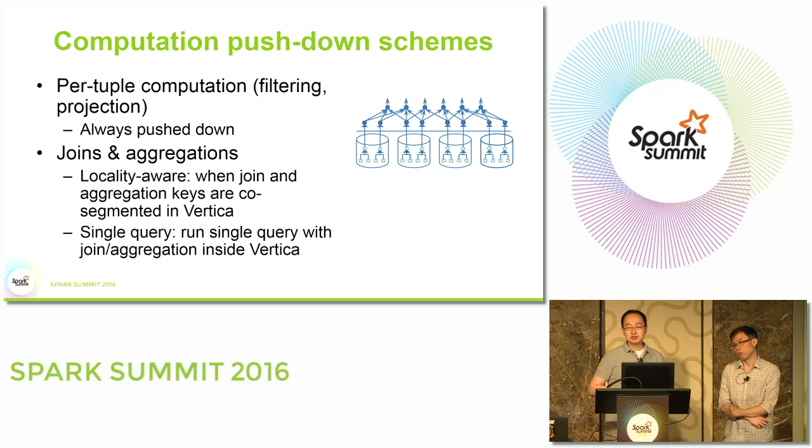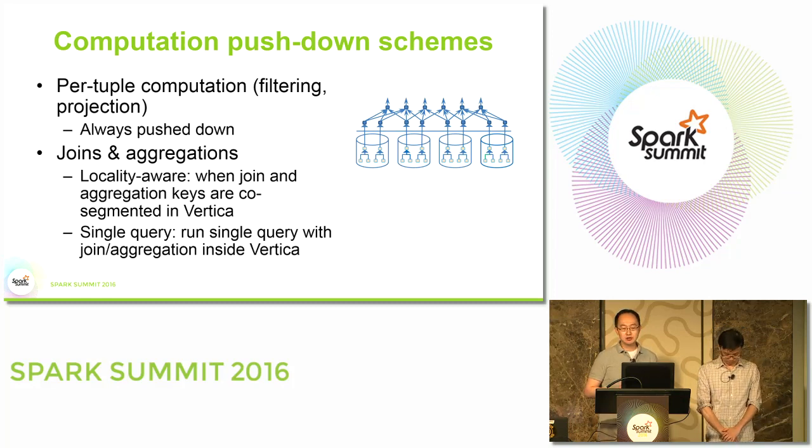So there are several schemes for pushdown. For those per tuple computations like filtering and projections, we will always push down this computation from Spark to Vertica, to reduce the amount of data that needs to move from Vertica to Spark. And for join and aggregation, we can do locality-aware pushdown. That means when the join keys and aggregation keys are co-segmented inside Vertica, we can do this locality-aware pushdown. If this co-segmentation does not exist, we can run a single query in Vertica to run this join and aggregation.